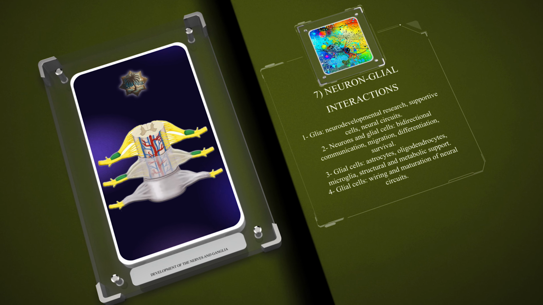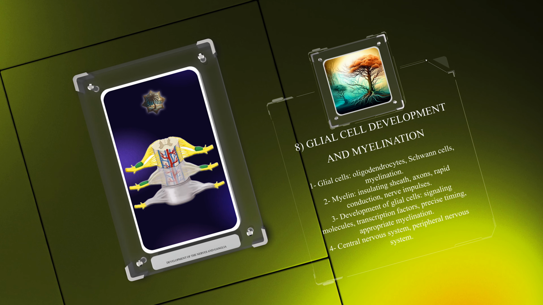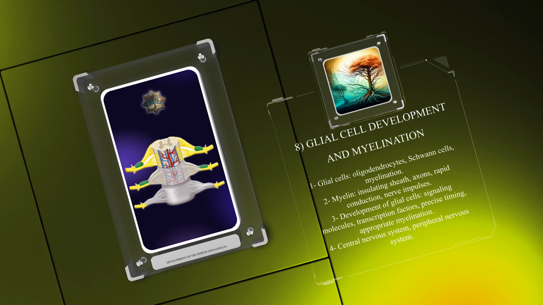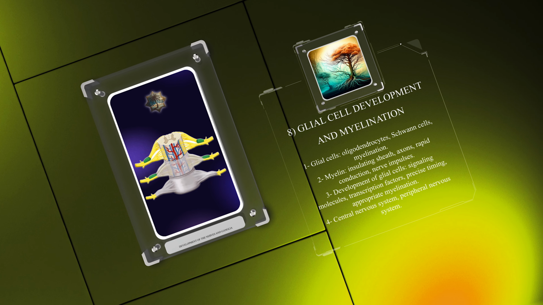Glial cells, particularly oligodendrocytes in the central nervous system and Schwann cells in the peripheral nervous system, are responsible for myelination. Myelin acts as an insulating sheath around axons, facilitating rapid conduction of nerve impulses. The development of glial cells is tightly regulated by a range of signaling molecules and transcription factors to ensure precise timing and appropriate myelination throughout the nervous system.